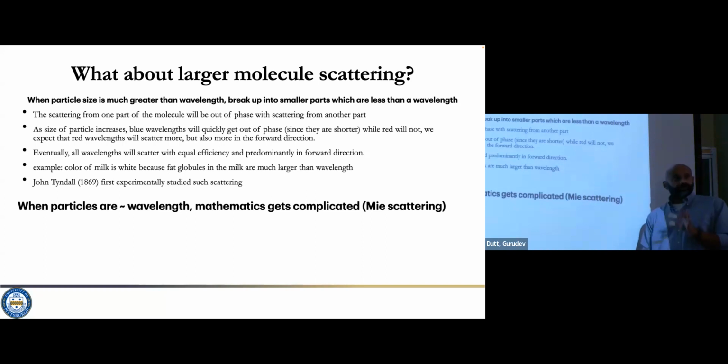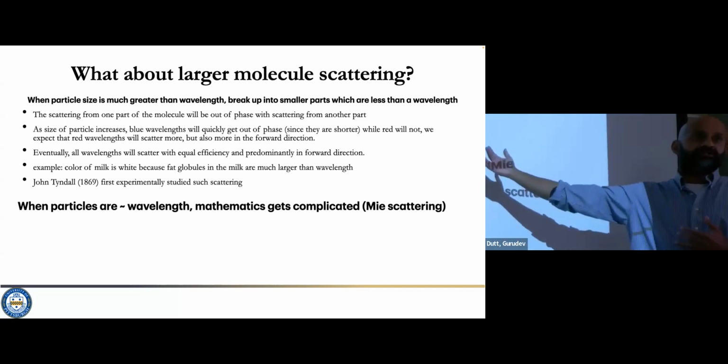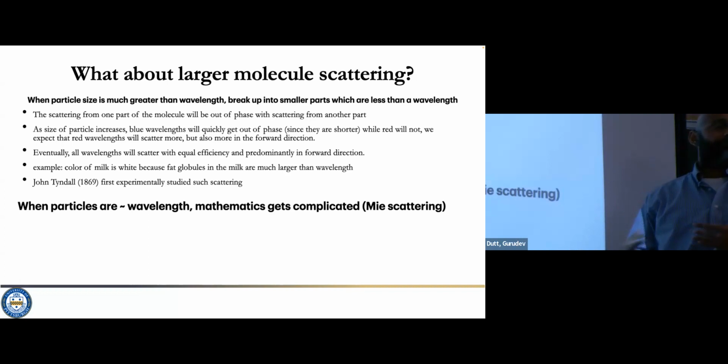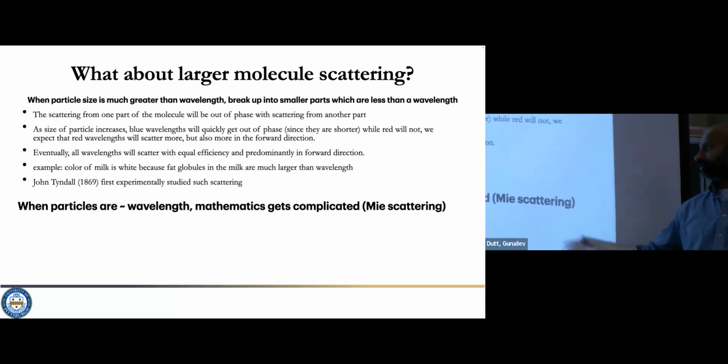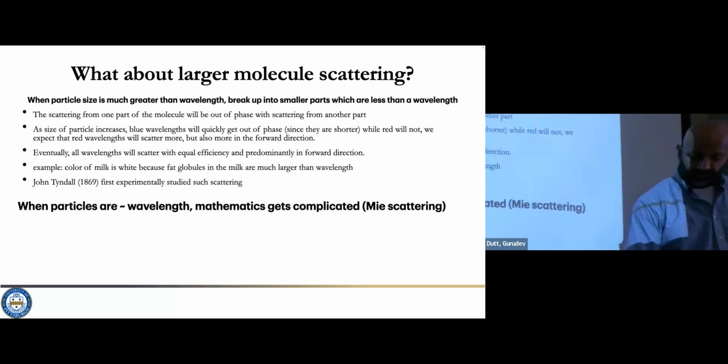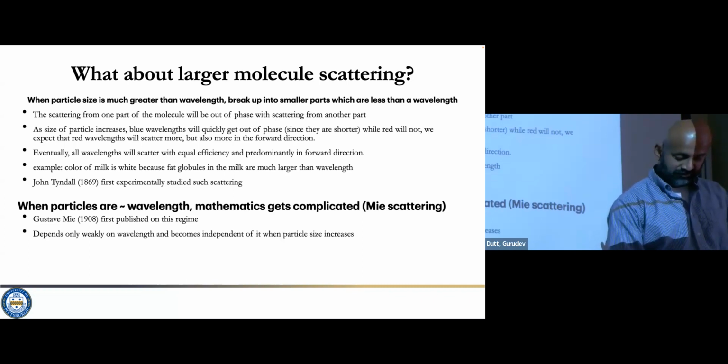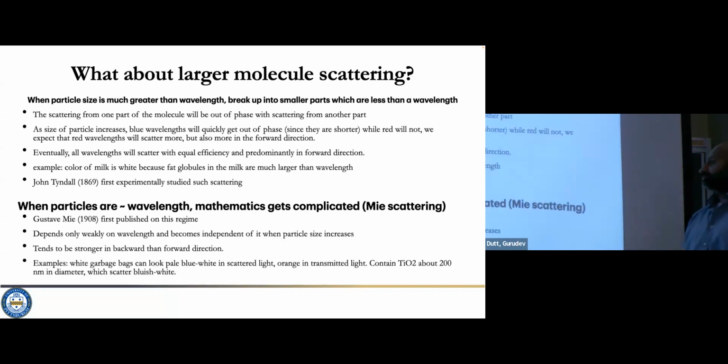What about when the particle size is on the order of a wavelength? We've talked about particle size much smaller than a wavelength, and now I have told you what happens when it is much greater. Then there's an intermediate regime. The math is very complicated; this is a graduate school level problem. This is called Mie scattering. I never know how exactly to pronounce it. Gustav Mie first published on this regime, and there are a lot of effects here.